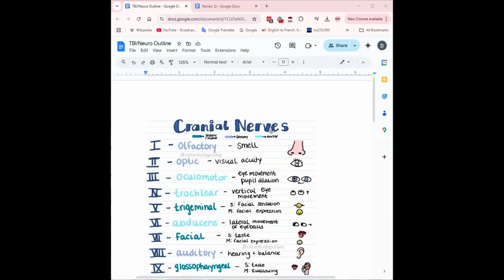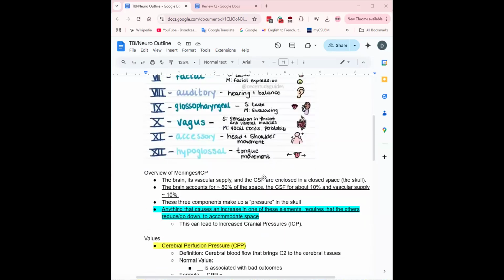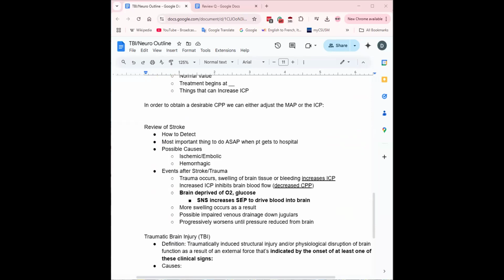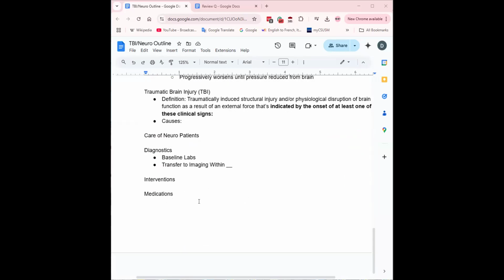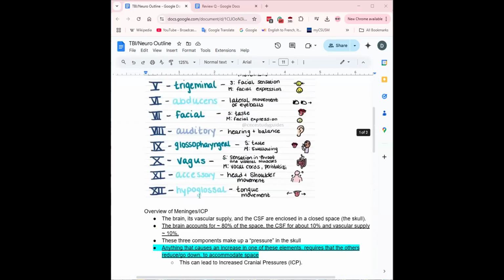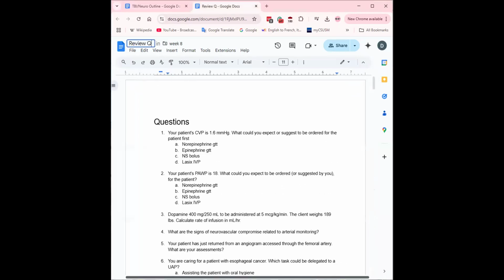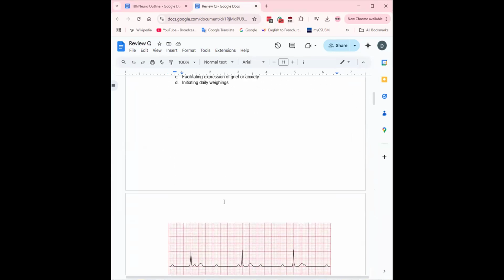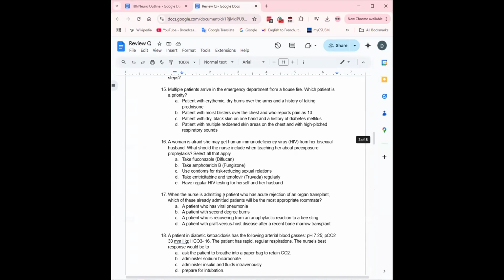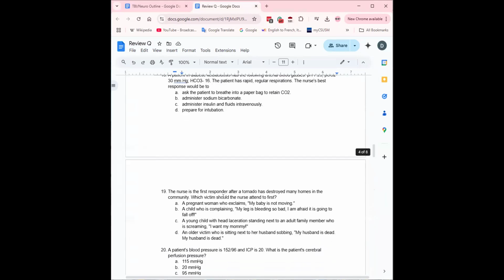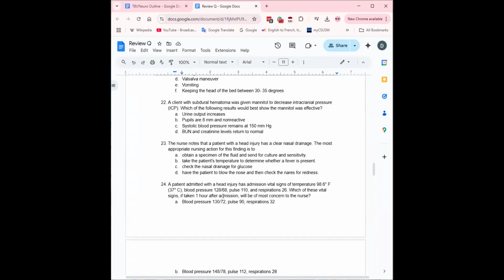Okay, so we're gonna go over neuro and traumatic brain injury, and then I think in here there's like a review of stroke, and I have some questions also to the side. I guess the people that went to the session yesterday already got these, but this is a bunch of review questions for the whole semester, basically. I think how many are there?